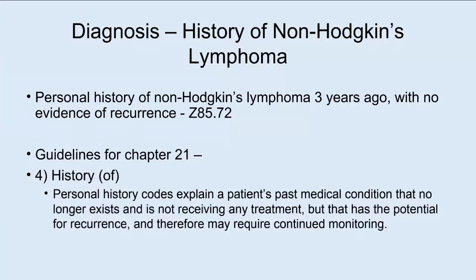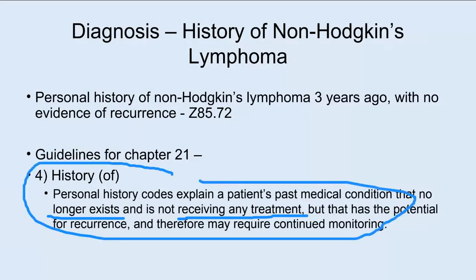Okay, so are there any guidelines that apply here? Well, yes, there are. Guidelines for Chapter 21, the Z codes: history or personal history codes explain a patient's past medical history, which no longer exists. Patient is not receiving treatment. So you only use this code if the condition is a history of it, it no longer exists. Patient is not receiving any treatment for it. Okay, so that applies here. But if there's been a recurrence or if it's still being treated, chemotherapy or whatever, then you can't use this Z code because this guideline would not apply.